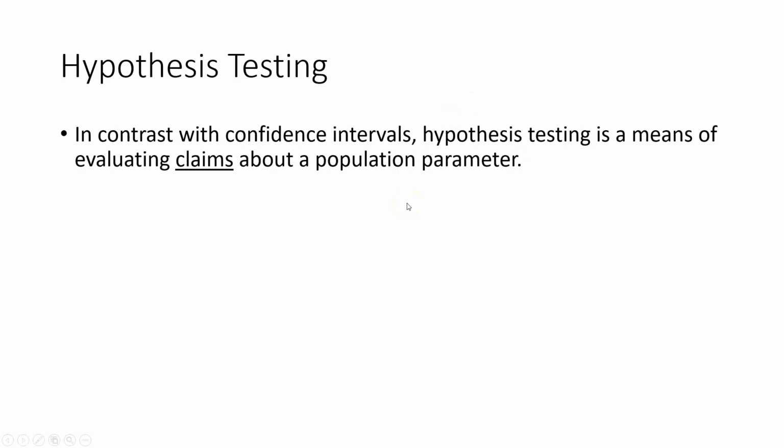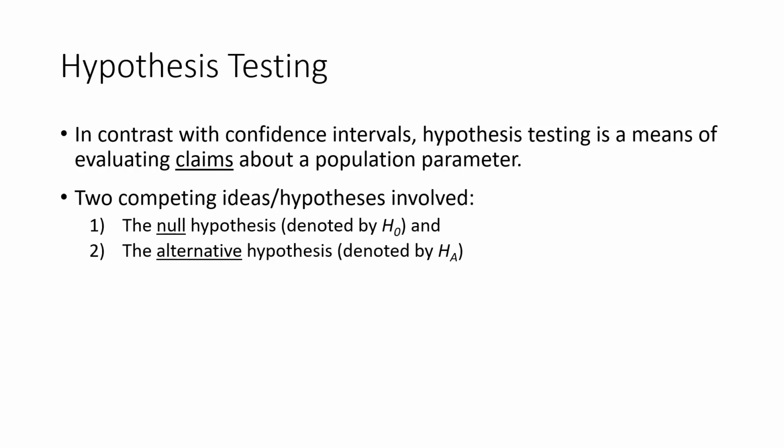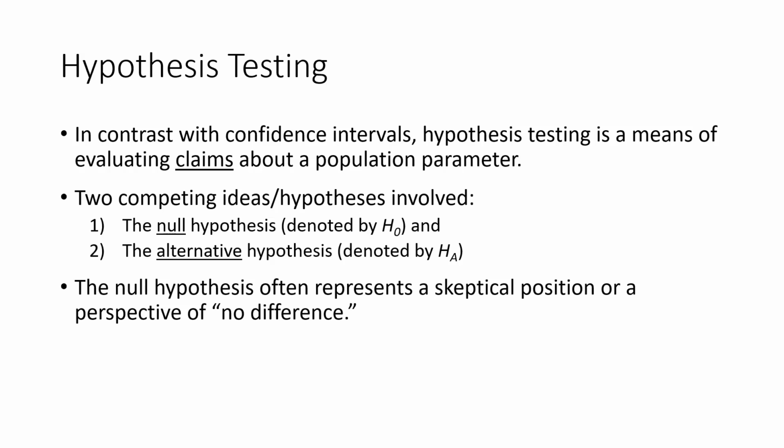In contrast with confidence intervals, hypothesis testing is a means of evaluating claims about a population parameter. There are two competing ideas or hypotheses involved. First, there is what we call the null hypothesis. That is denoted by capital H subscript 0. And secondly, there is what we call the alternative hypothesis, denoted by a capital H subscript A. Note that the null hypothesis often represents what we call a skeptical position or a perspective of no difference.